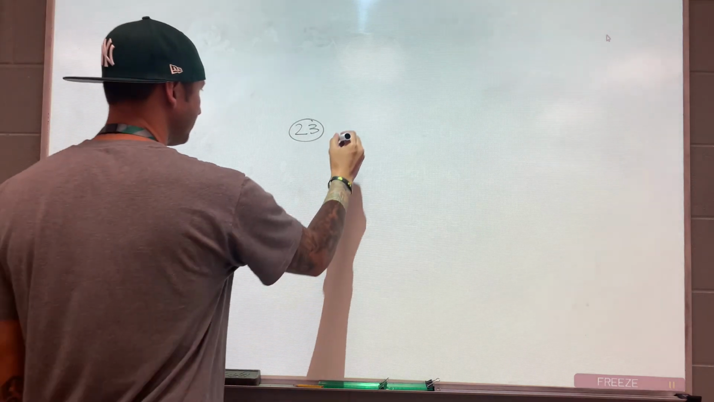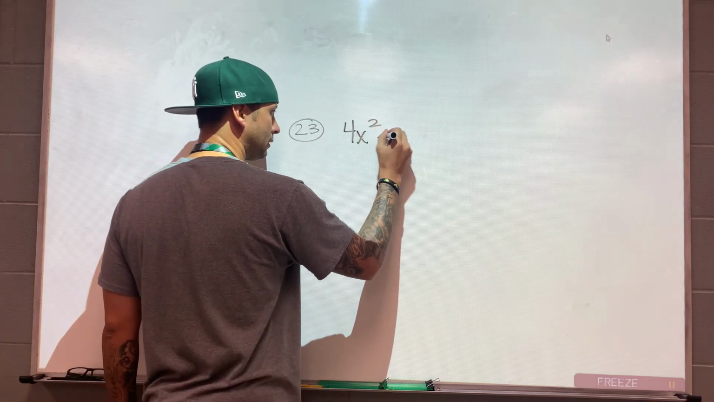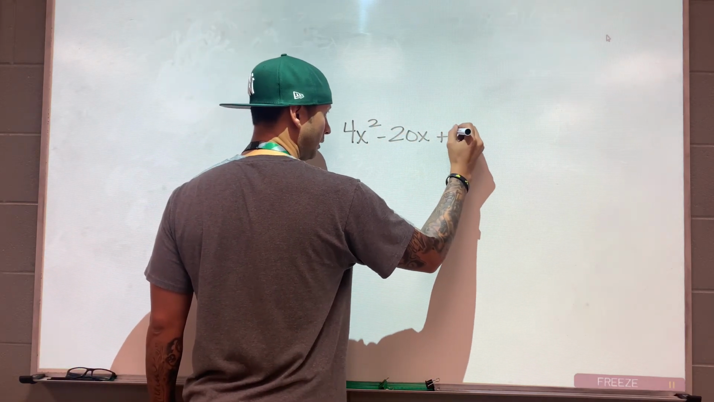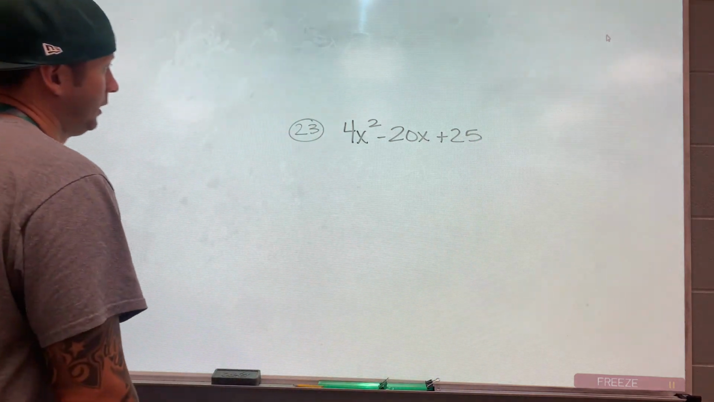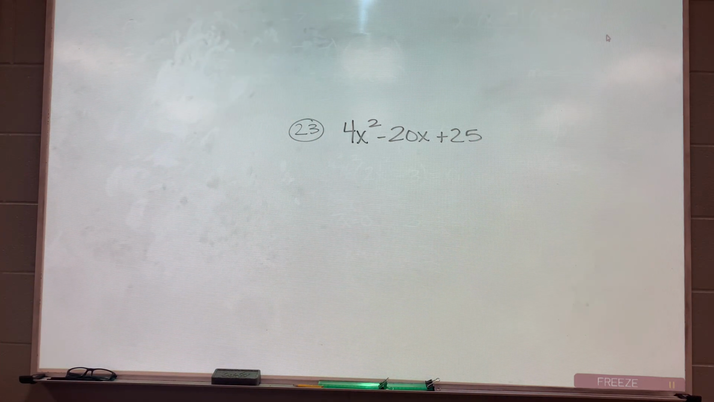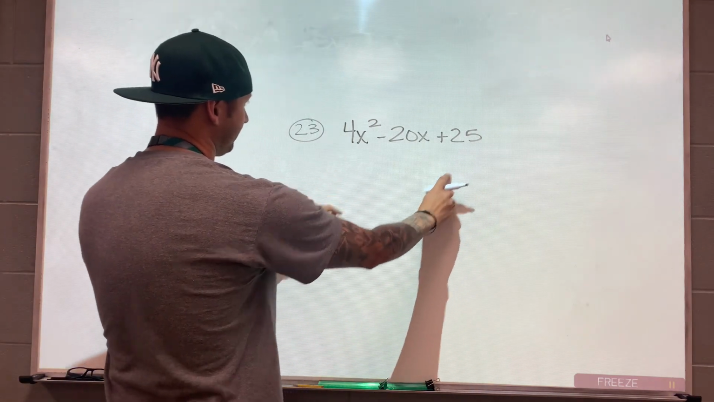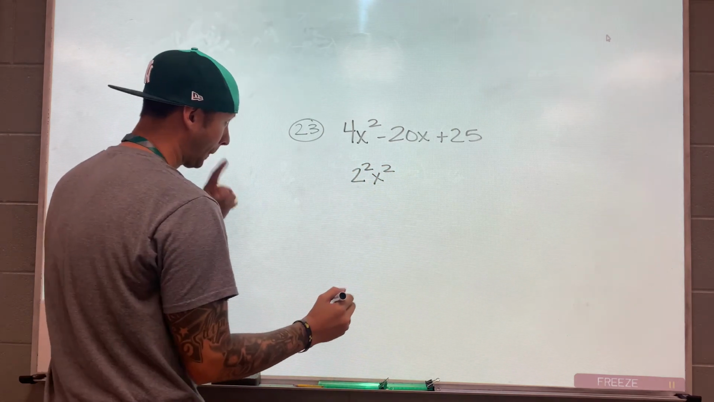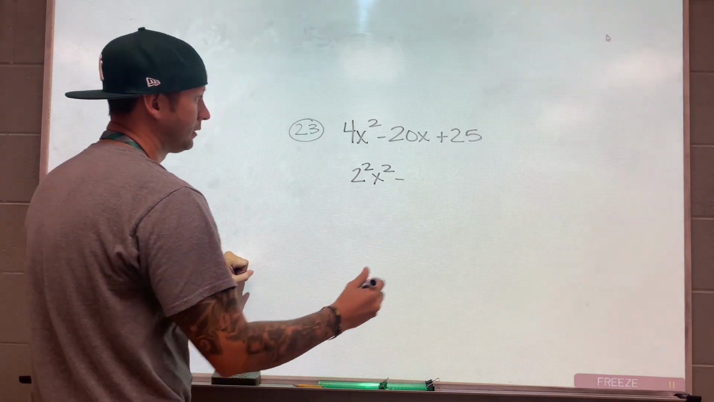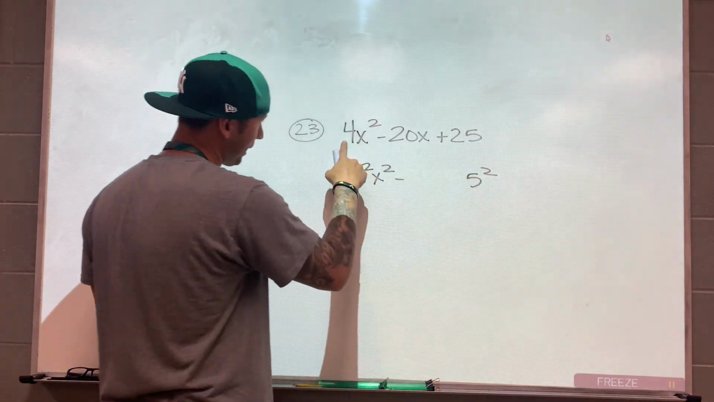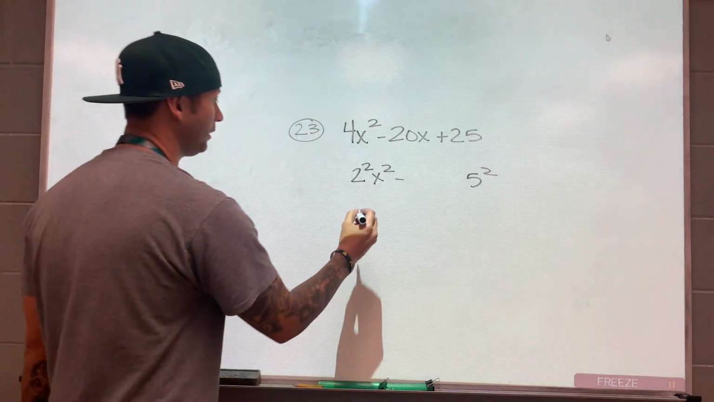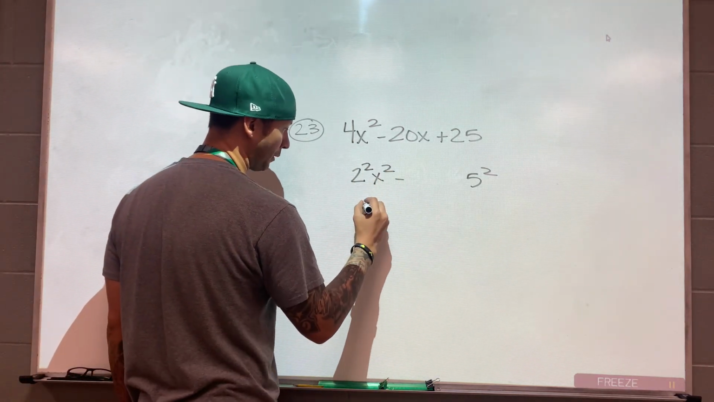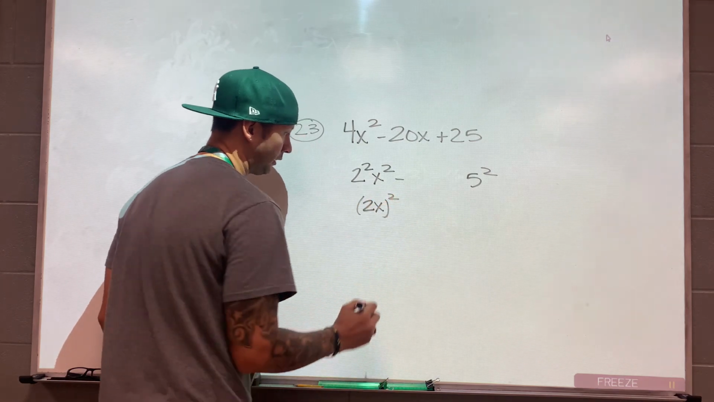4x squared minus 20x plus 25. All right. Right away I see perfect squares. So 2 squared x squared minus, so I know this is going to be 5 squared. That's my b value. Actually, my a value, if I factor out the exponent, it's going to be like this. So this is my a value.